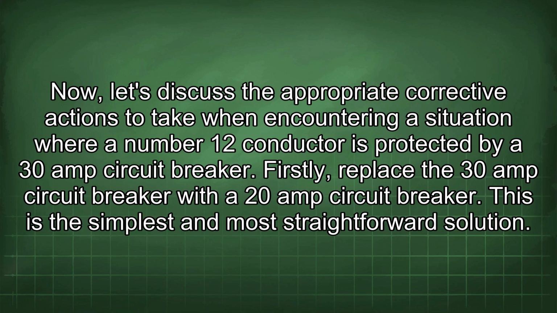Now let's discuss the appropriate corrective actions to take when encountering a situation where a number 12 conductor is protected by a 30 amp circuit breaker. Firstly, replace the 30 amp circuit breaker with a 20 amp circuit breaker.